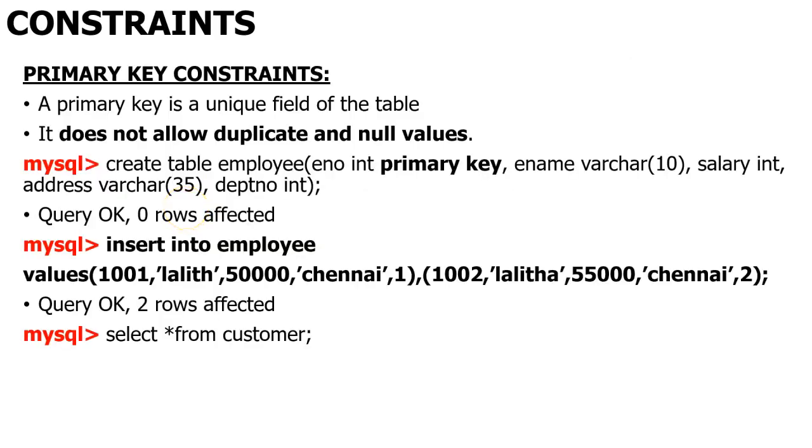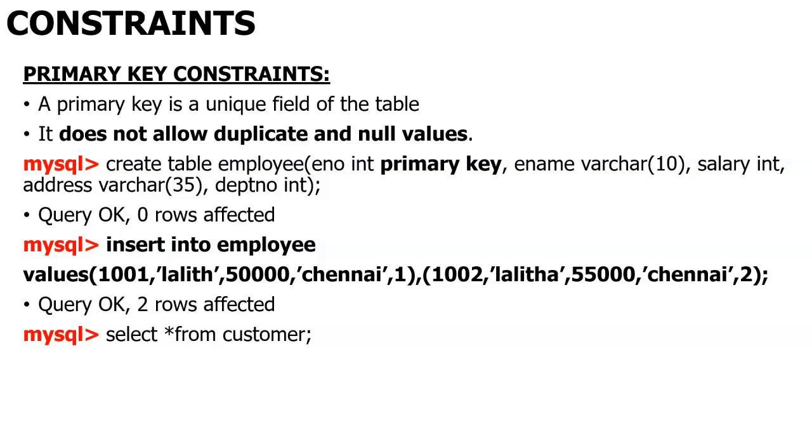Starting with the primary key constraint, whenever you create a table, you have to say which is the primary key of that particular table. The primary key is a unique field of the table. It does not allow any duplicate or null values. You cannot insert the same data again, and you cannot leave it null. That is the concept of the primary key constraint.